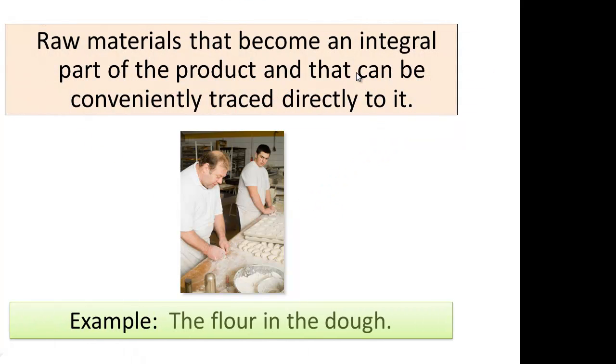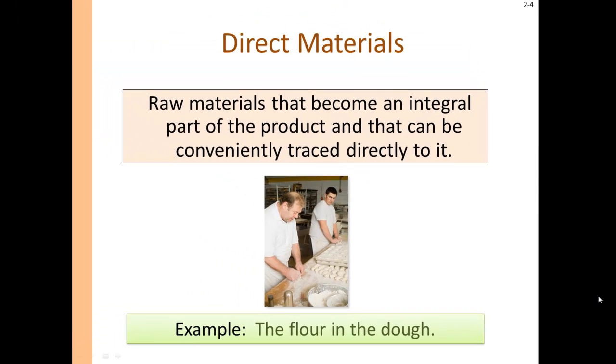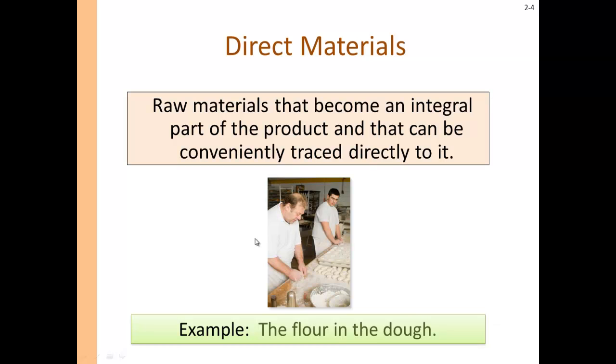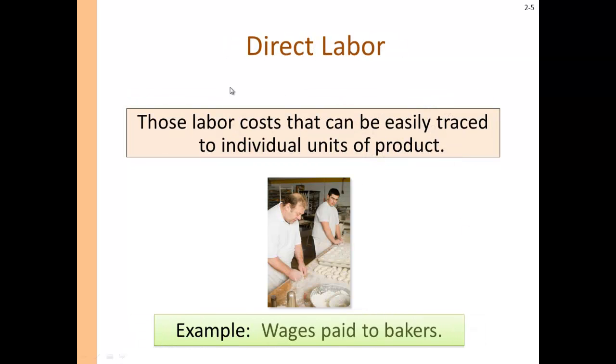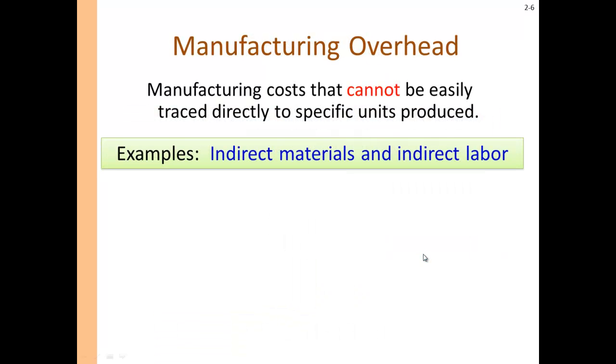Direct materials are raw materials that become an integral part of a product and can be conveniently traced directly to it. Remember, I say conveniently. So the flour for the dough could be conveniently traced to this bakery. Sometimes things aren't convenient, so that's when we use something like overhead. Now, direct labor. These are the labor costs that can be easily traced to individual units. If we're talking about baking bread, it's the wages paid to the person baking the bread.